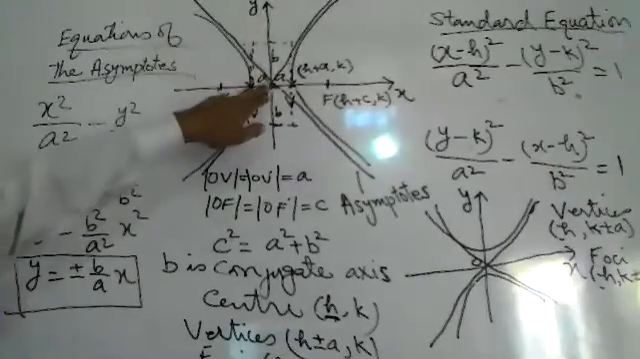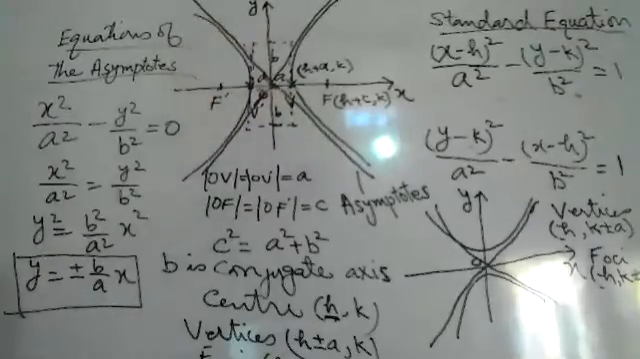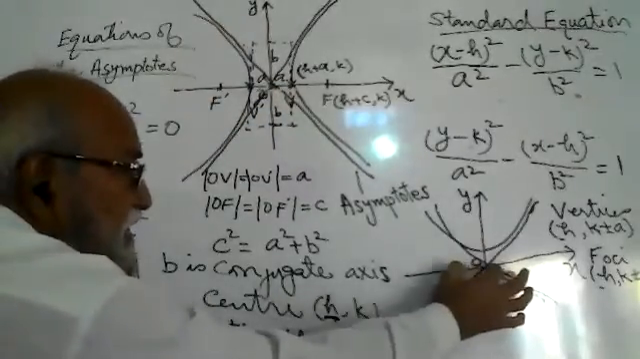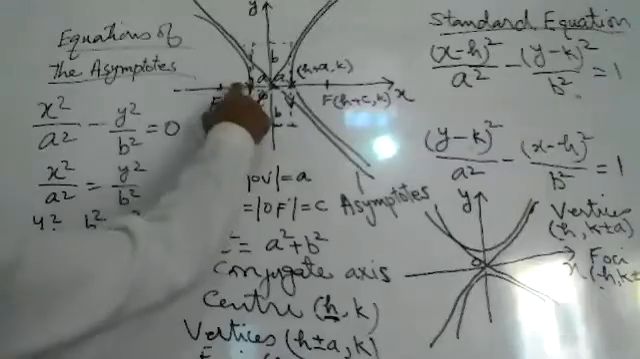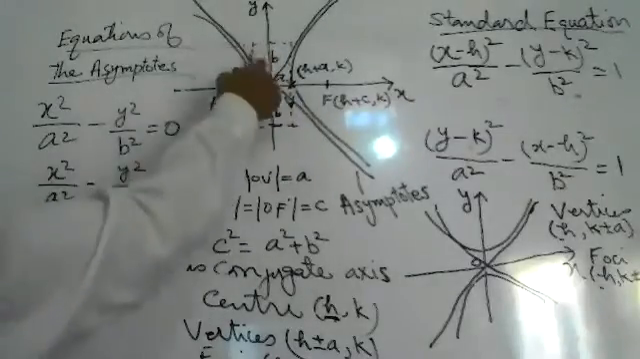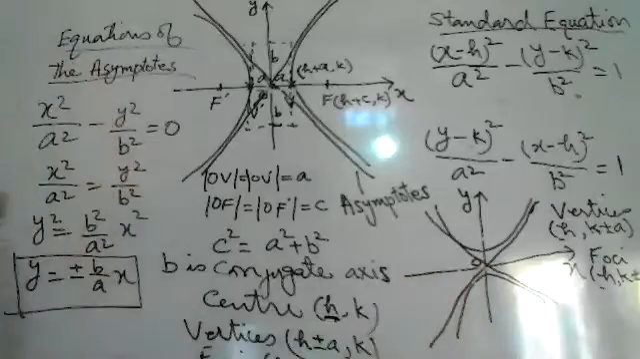If A is on the x-axis, then B will be on the y-axis. If A is on the y-axis, B will be on the x-axis. So the conjugate axis will be perpendicular to the transverse axis. If the transverse A is on the x-axis, B will be on the y-axis. If A is on the y-axis, B will be on the x-axis.